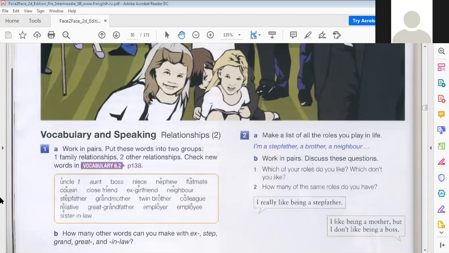Okay. Let's see one last example. Manal, what about you? Tell us about the roles you play in life. I am a daughter, sister, aunt. I am a twin sister. Interesting. You can also talk about sister-in-law. Close friend, cousin, neighbor. And also a neighbor.